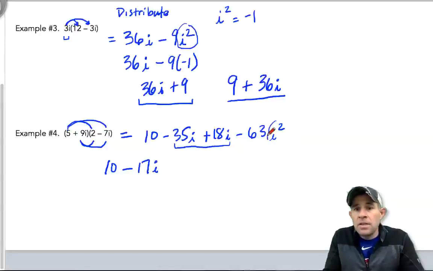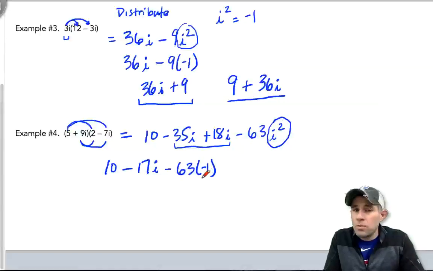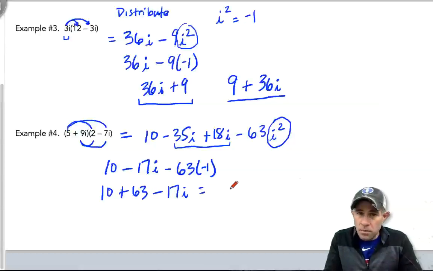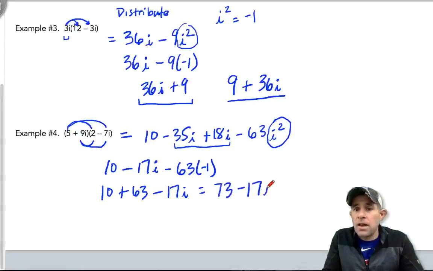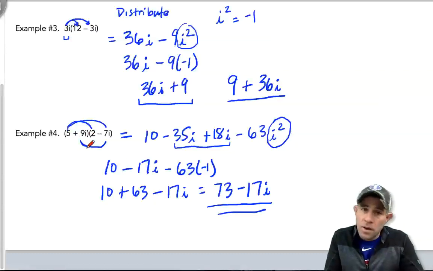I need to take this i squared and change that to a -1. So this is really -63 times a -1, which would turn this into a +63. So that becomes 10 plus 63 minus 17i. So the resulting complex number here would be 73 minus 17i. And there's your final answer for the multiplication of these two complex numbers.